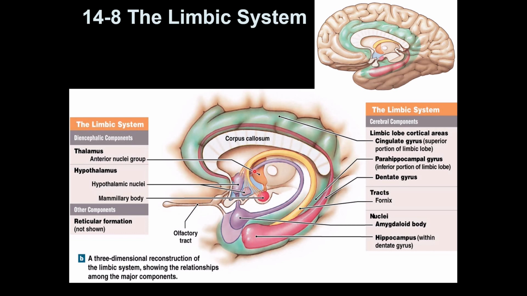Also hypothalamus, different parts of the hypothalamus are involved in the limbic system, including the mammillary body. Here, the mammillary body is receiving information usually from the other parts of the brain. So you can see it from the hippocampus, but also from other parts of the limbic system, and then it sends the information to the anterior nuclei.